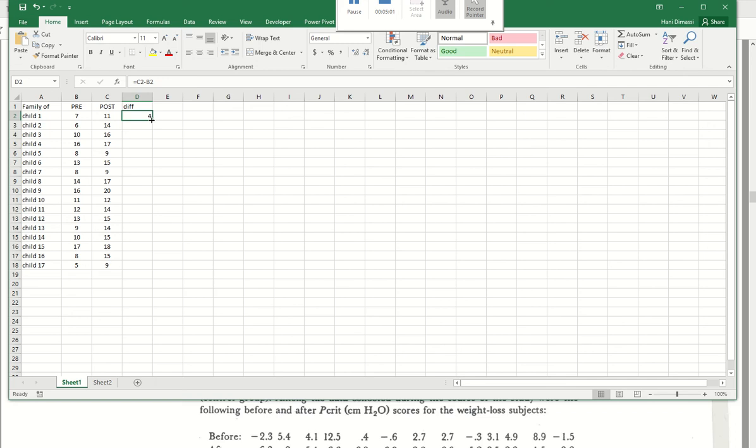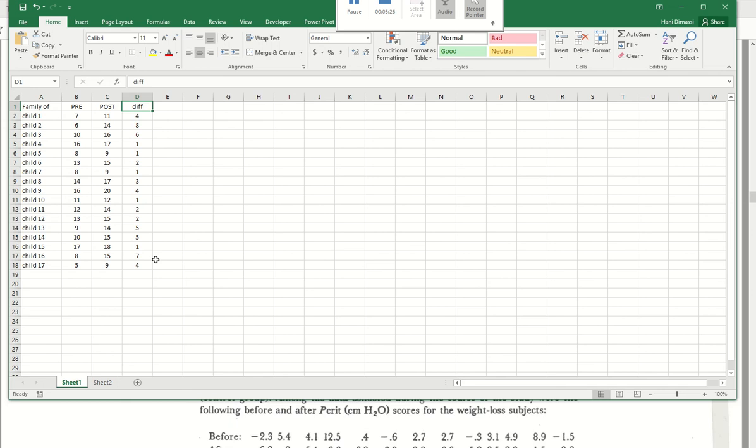What happened to family 2? I'm just going to copy the formula, and like that, now I have copied the formula for these 17 families. So now family 1 has an increase of 4 units, family 2 8 units, family 3 6 units, family 4 1, family 5 1, etc.